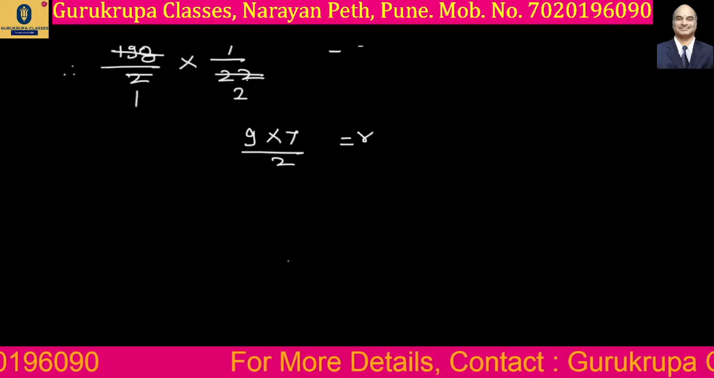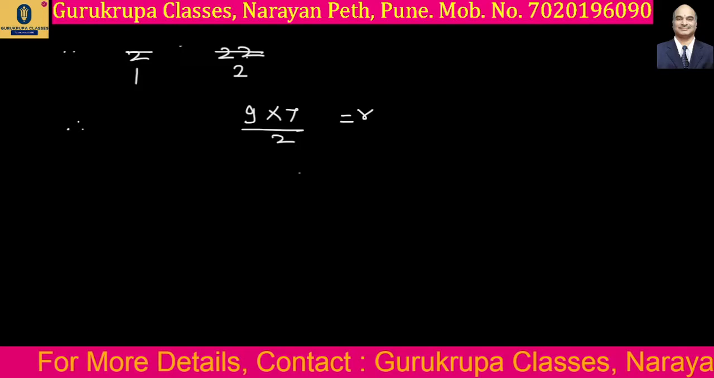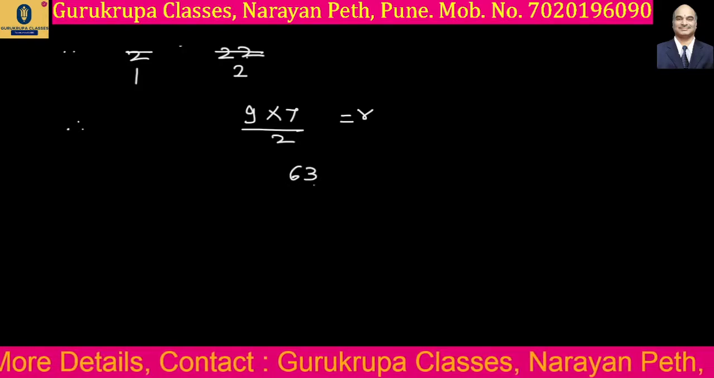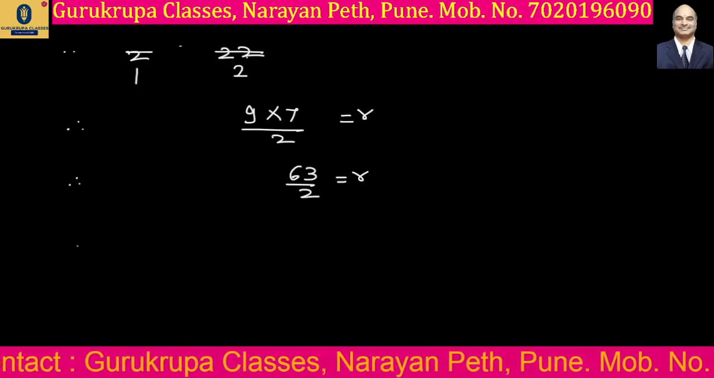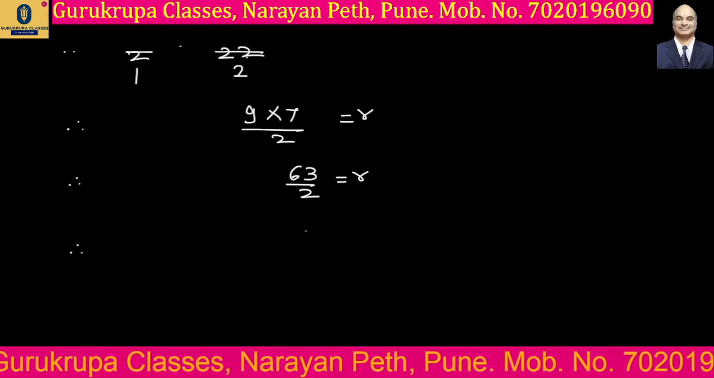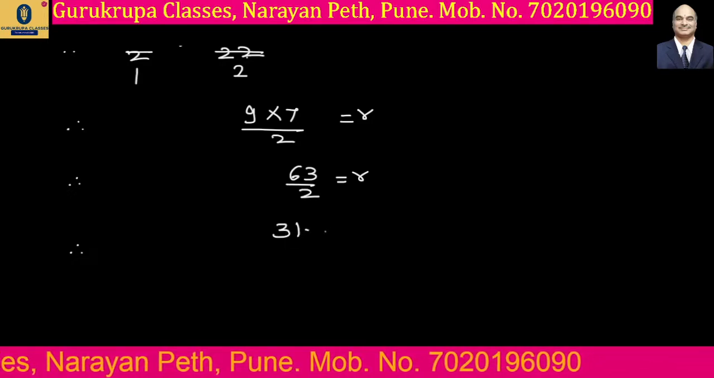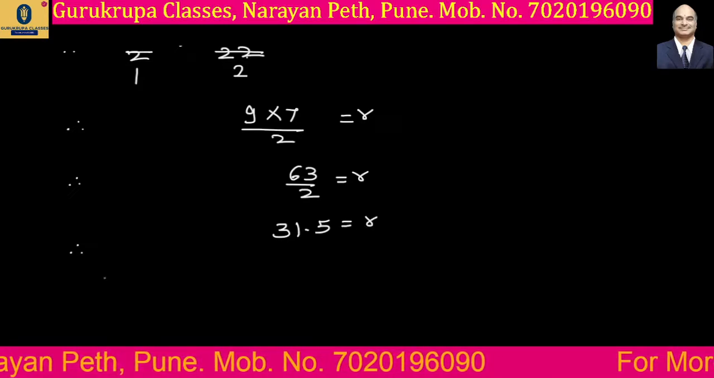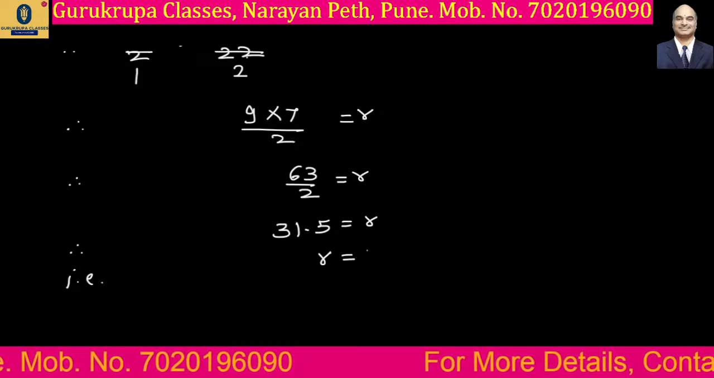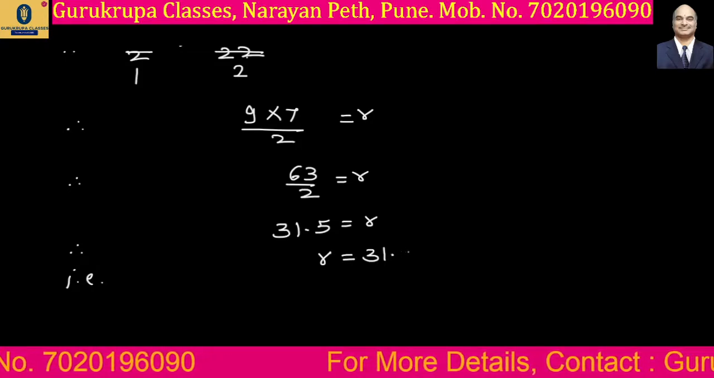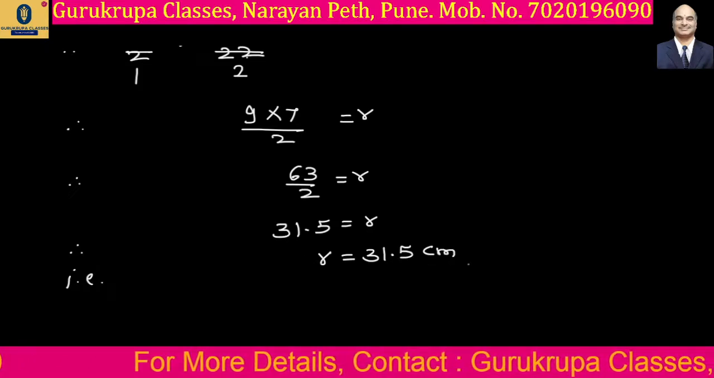So 9 sevens are 63 by 2, means we have to make it half. 60 half we get 30 and 3 half we get 1 and a half. So 31.5 is the answer we got for r, that is radius is equal to 31.5 centimeter. That would be our radius.